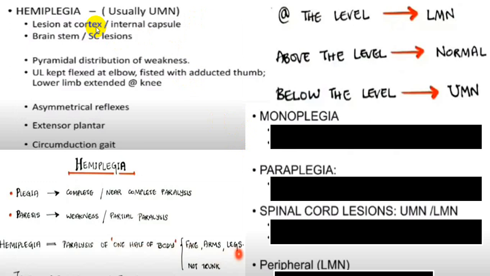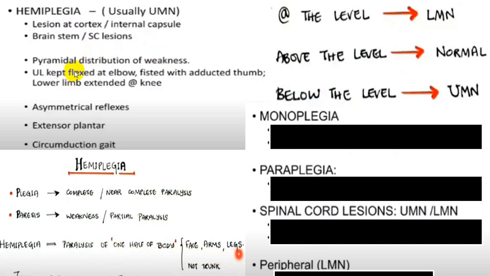If you get damage at the cortex or internal capsule or the brainstem, you will have spastic hemiplegia because it will be upper motor neuron. But in the spinal cord, at the level of damage, wherever anterior horn cells are involved, you will have a lower motor neuron type of palsy. Pyramidal distribution of weakness will be there.